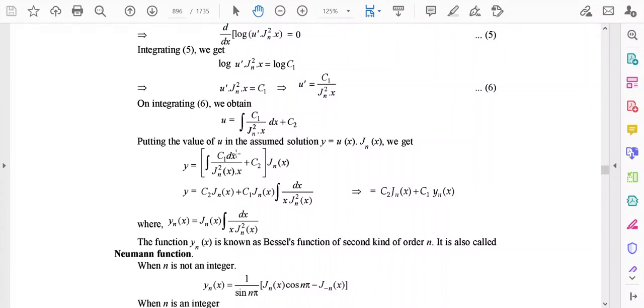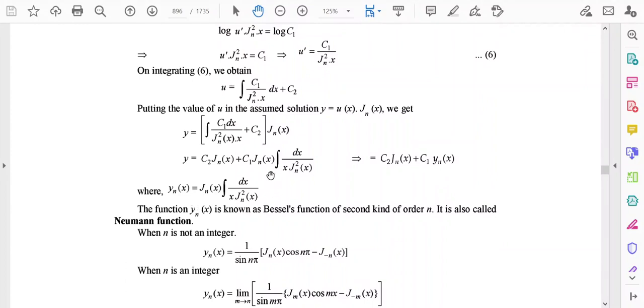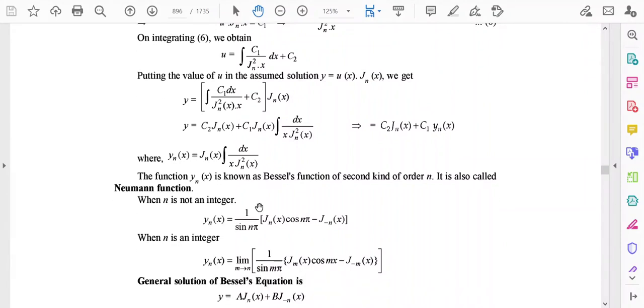Putting the value of u in the assumed solution, y is equal to u times J_n. So we can write this equation as c2 J_n(x) plus c1 J_n(x) times the integral of dx/(x J_n²). So this is c2 J_n(x) plus c1 Y_n(x). What is Y_n(x)? Y_n(x) is equal to J_n(x) times the integral of dx/(x J_n²(x)). This is known as the Neumann function. Y_n(x) is known as the Neumann function.